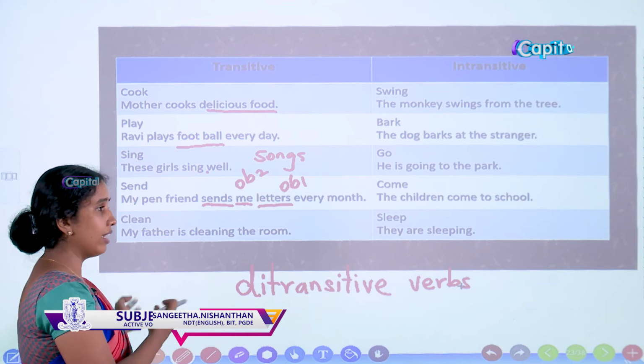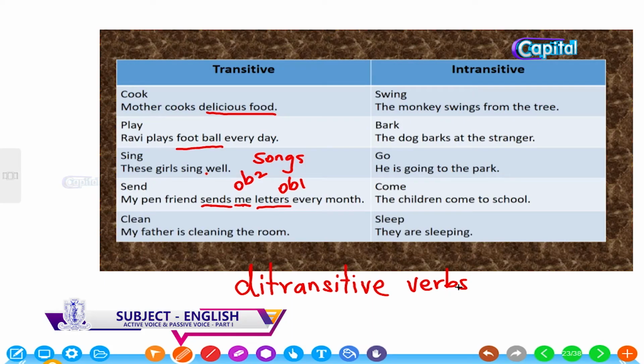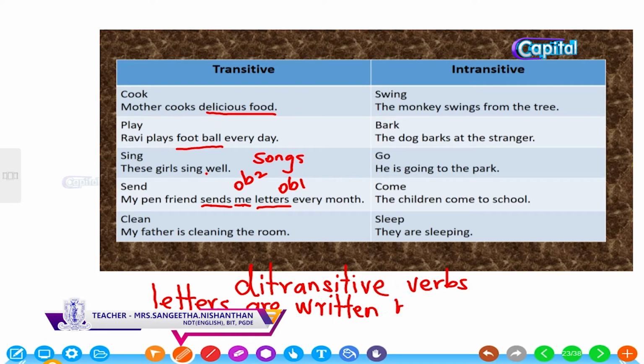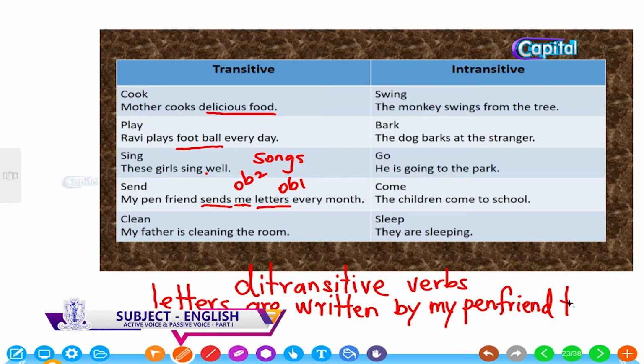When bringing the letters to the beginning, you will get: letters, simple present tense, plural. So, the be verb is are. The past participle of write is written, by my pen friend to me. This is the first passive form when I consider the letters as the object.